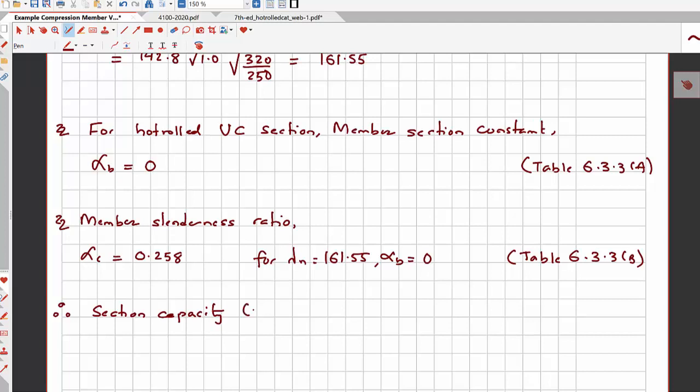We can find Ns equals kf, which considers the local buckling, times the net area, multiplied by Fy. So we need to consider this only when it's not a filled hole. So kf is 1.0. The section is thick enough, so there is no local buckling happening. The gross area that we have is 1890 from the steel table properties, and Fy is 320 megapascal. So with that, we get the section capacity as 604.8 kilonewton here, and the member capacity.